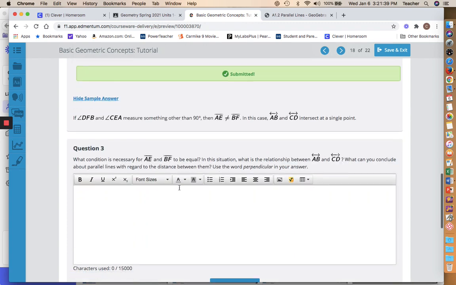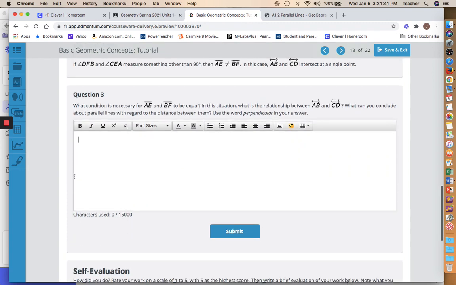All right, so what condition is necessary for AE and BF to be equal? In this situation, what's the relationship between AB and CD? Okay, so they would have to be 90 degrees. The angles will have to both be 90 degrees for the segments to be equal.